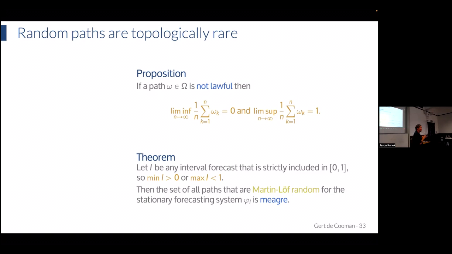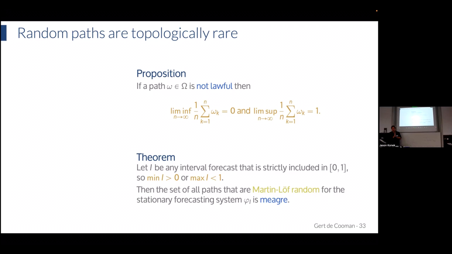Okay. Now, there's another result that says something related but strange, I think, sometimes, although not so strange when you think about it. And I mention this because it's important, again, in the discussion of why we think that randomness is inherently imprecise. So take any interval forecast that is strictly included in [0, 1]. So I have [0, 1], the vacuous forecast, the entire interval, and anything that is strictly included in there. So it mustn't coincide with either 1 on the right hand side or 0 on the left hand side. So the minimum must be strictly greater than 0, or the maximum must be strictly smaller than 1.